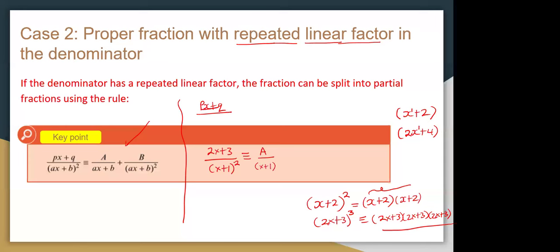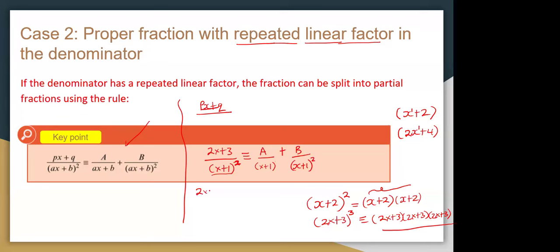But the highest power on the linear factor will always tell you how many partial fractions can be generated. In case the highest power is 2, it means that you write it 2 times. So we shall have plus b out of x plus 1 squared. You notice that we are expanding the powers. The first one was power 1, now it is power 2.